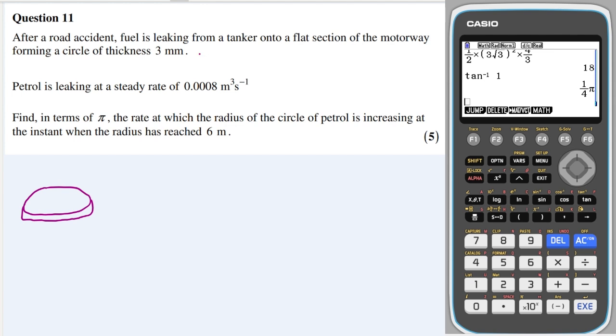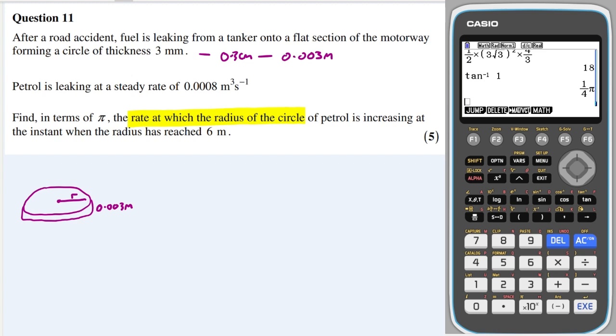So 3 millimeters is 0.3 centimeters, which is 0.003 meters. So this is 0.003 meters. And of course it has a radius, we'll call that r. And we know petrol is leaking at that rate, and it's asking us to find the rate at which the radius of the circle is increasing.